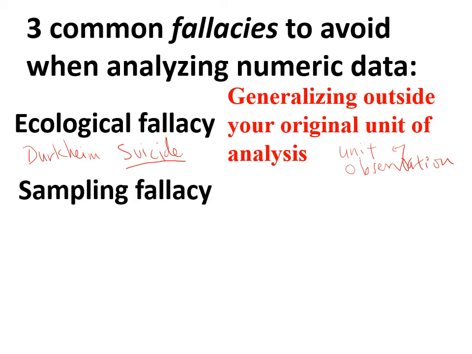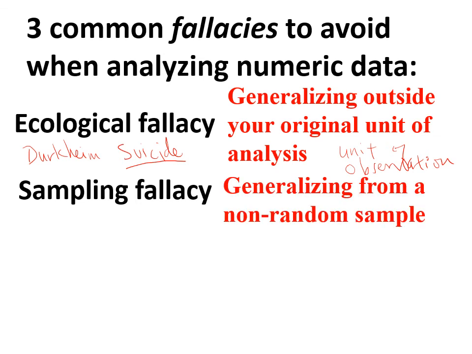There's something called a sampling fallacy, which is kind of his own term. What he means by that is you're generalizing from a non-random sample. So remember, in the first part of the lecture for this week, we talked about the differences between random and non-random sampling. If you have a non-random sample, you cannot generalize to the larger population. If you do that, that is a sampling fallacy in the way that he describes it.